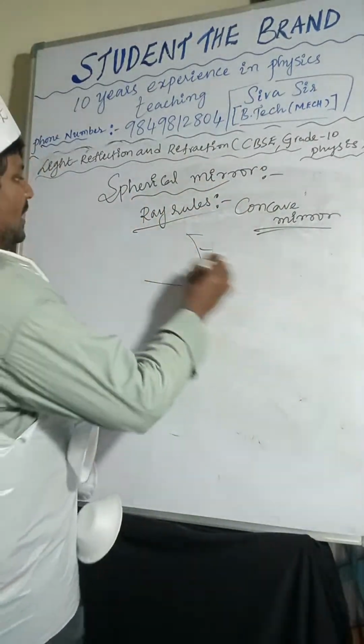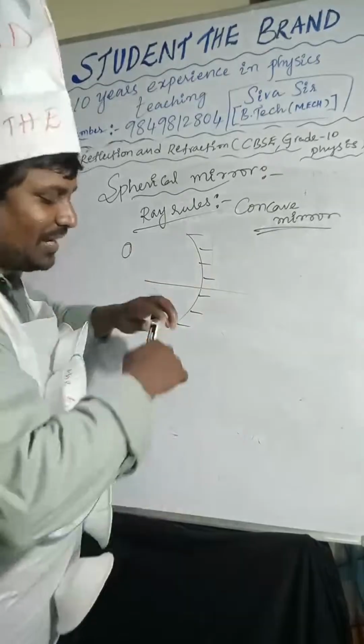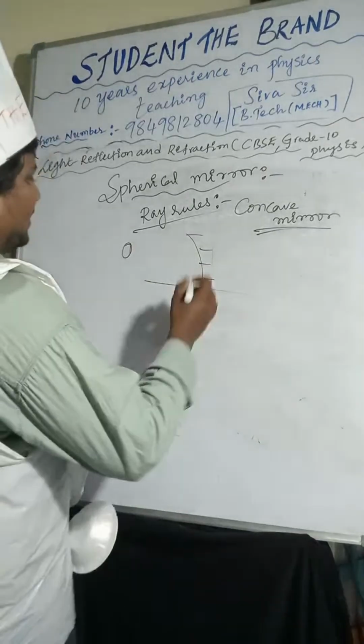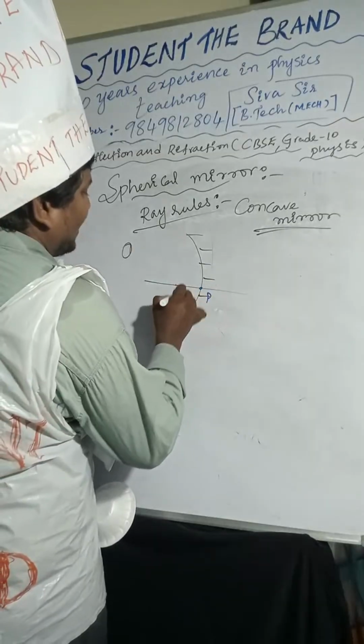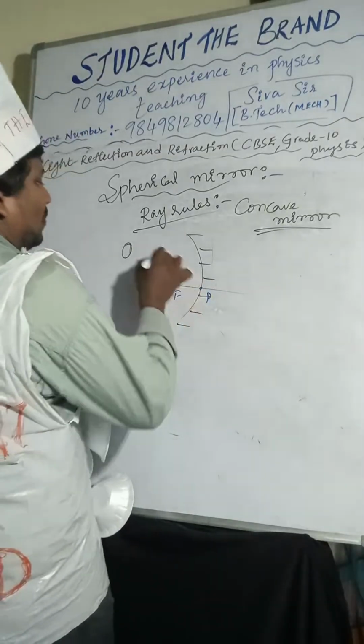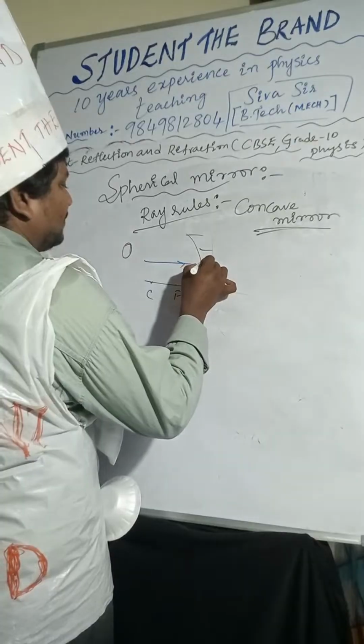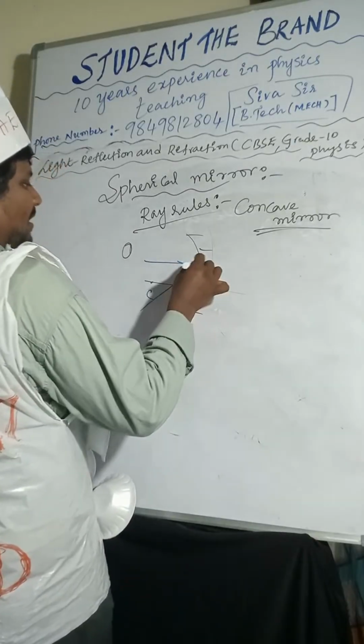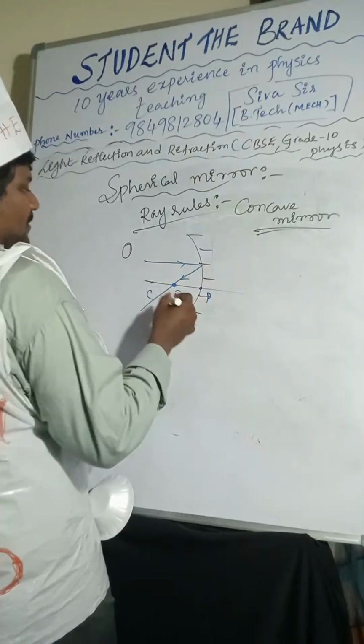Let me finish the concept because it is pending. Coming to the ray rules, first one. I'm taking pole, focus, and center of curvature. One light ray I'm taking like this. After reflection, it passes through the focus. One light ray is incident on the mirror, it reflects back and passes through the focus.